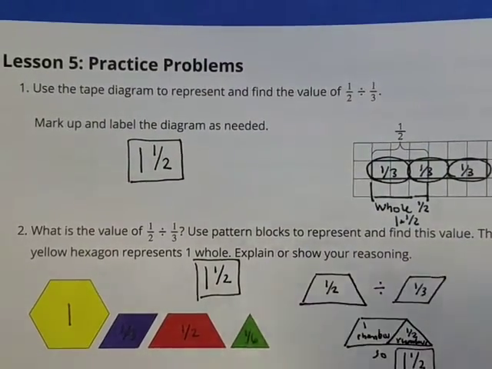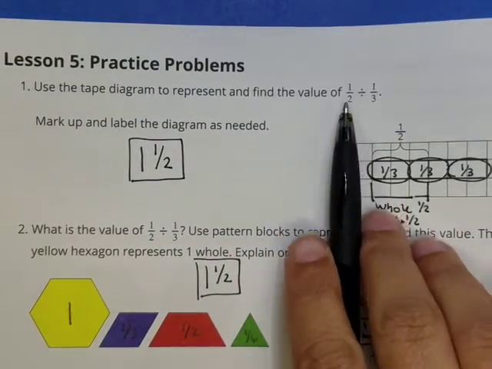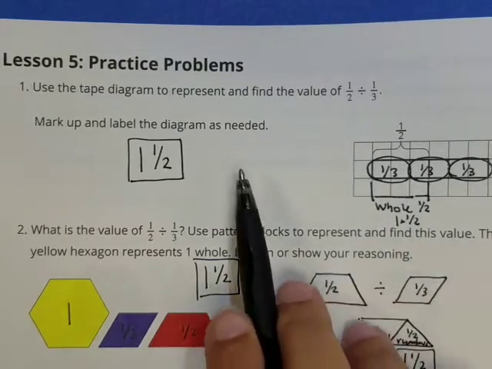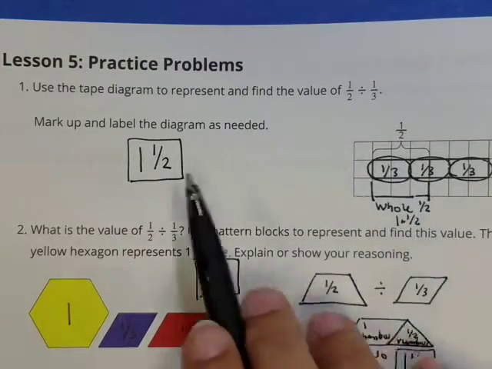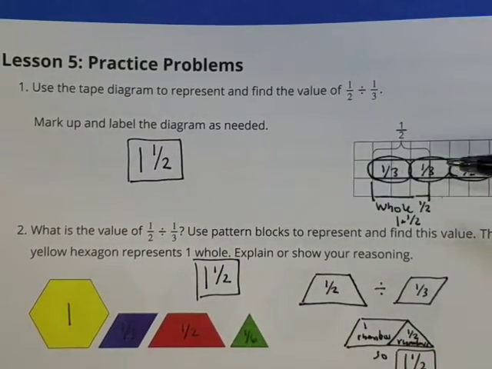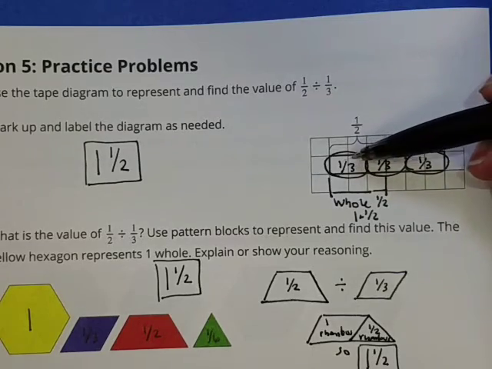So question 1, use the tape diagram to represent and find the value of 1/2 divided by 1/3. So here's 1/2, and then I cut it into groups of 1/3. And how many 1/3 fit into a half? 1.5. So what they're asking is, if I've got a half, how many groups of 1/3 fit in there?